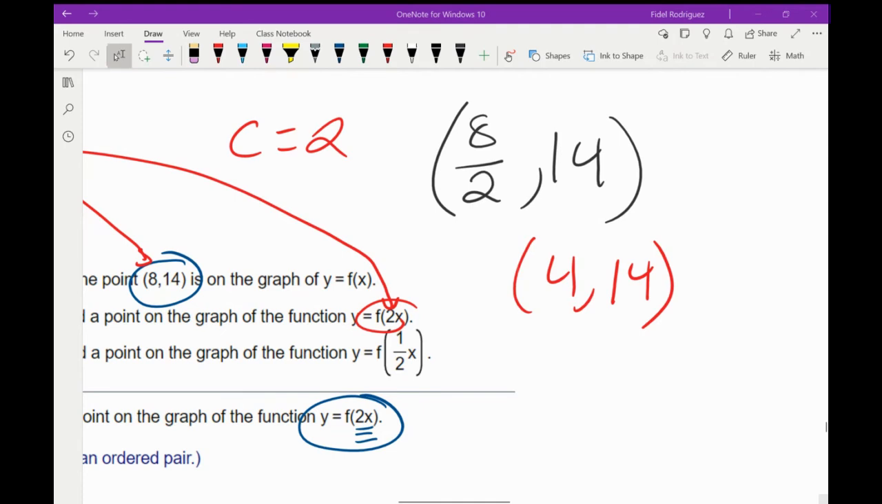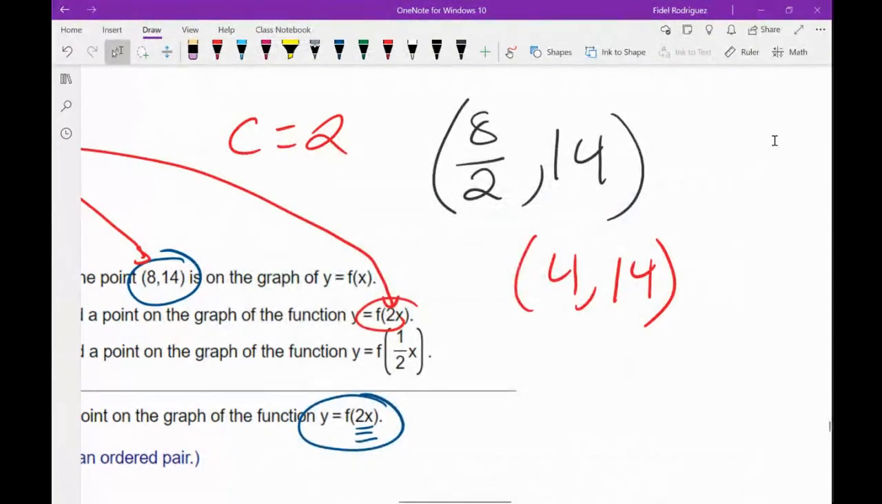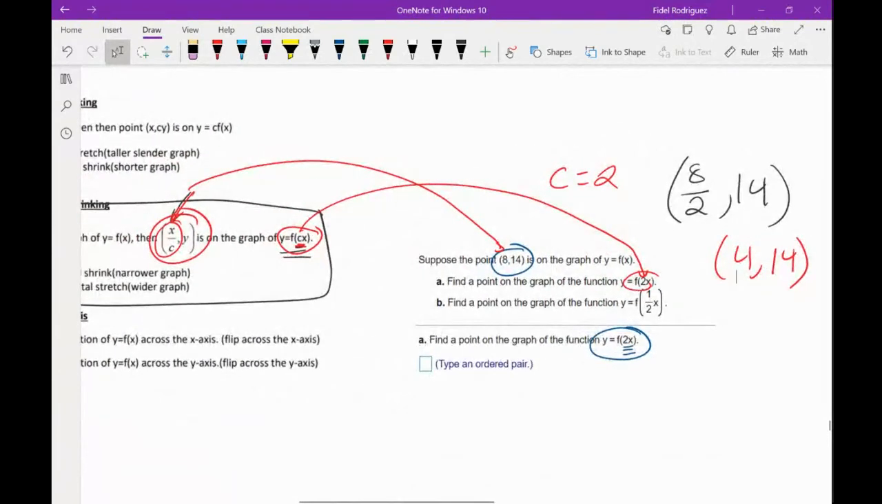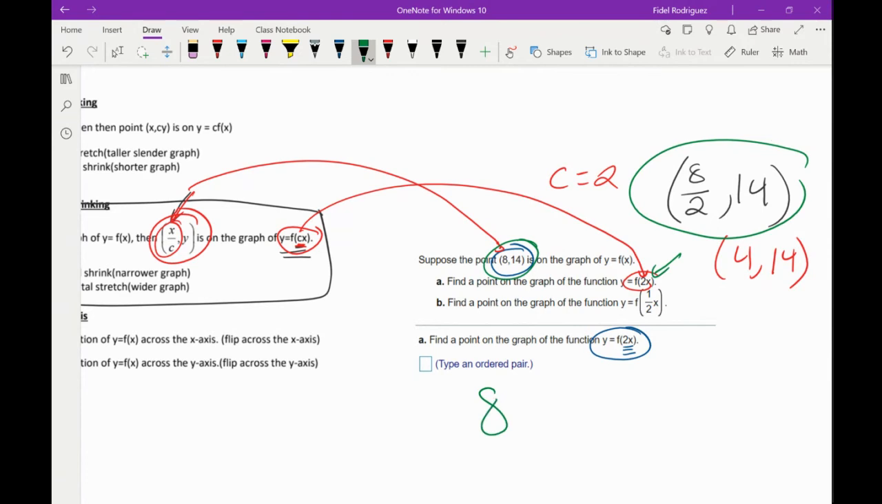Okay. Let's do the second part. So the second part now says, hey, look, we don't have f(2x) anymore. We have f(1/2 x). Remember what we did before? We took the x number and we divided it by that number that was right there. What's our x number here again? What's the value for x? It's 8, right? But now we're going to divide it by, what's my number c here? 1/2, right?